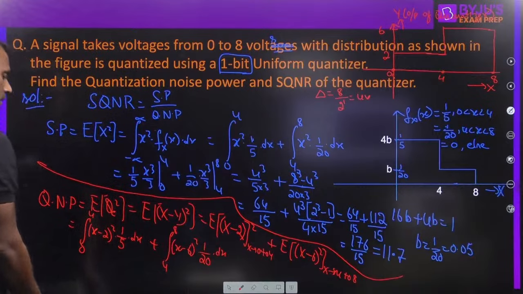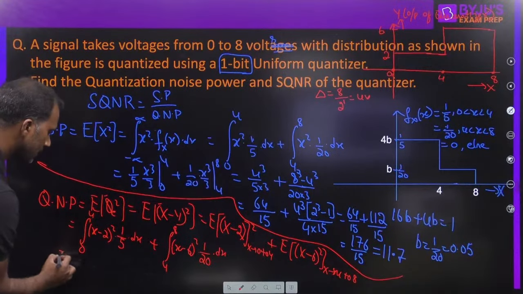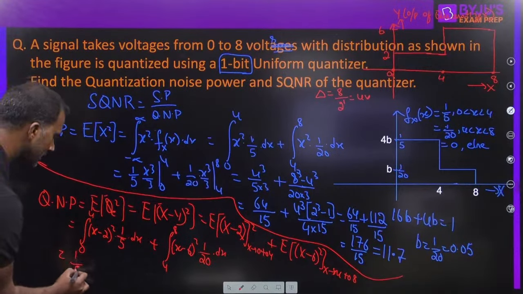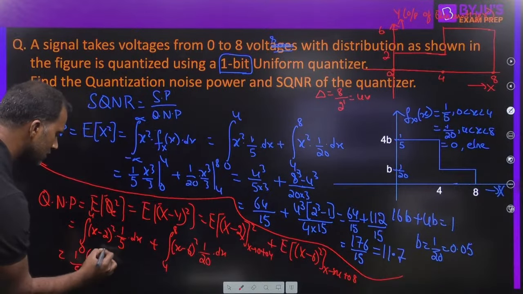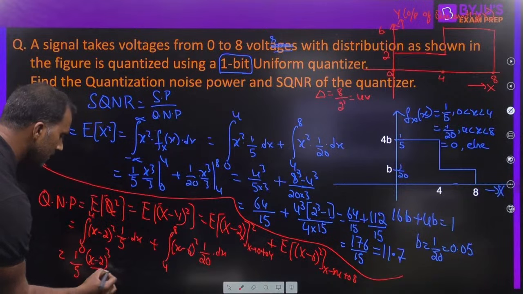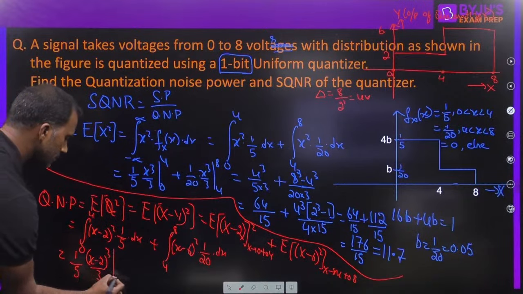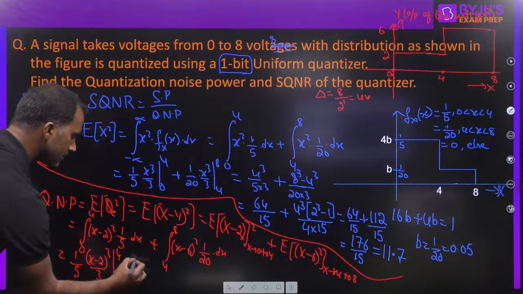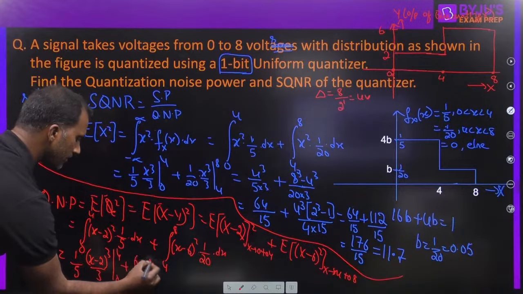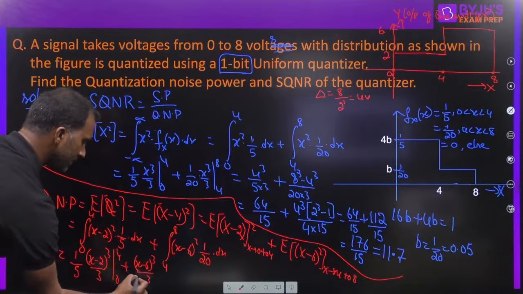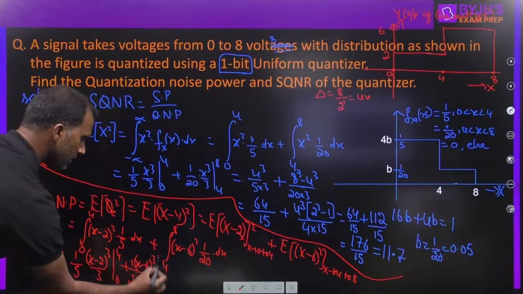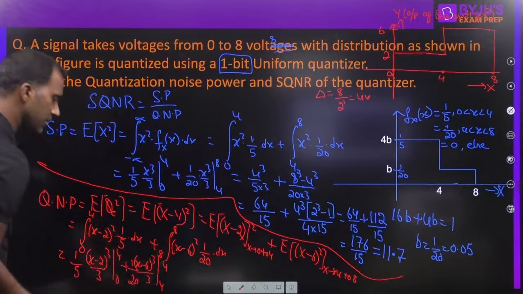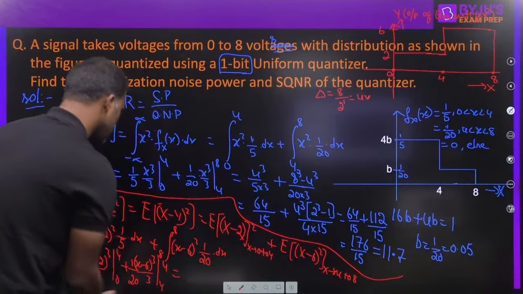Okay, right, wonderful. Let's do the integration quickly. So it is 1 by 5 outside, x minus 2 whole square, integration is (x minus 2) whole cube divided by 3, limits from 0 to 4, plus (x minus 6) whole cube divided by 3, and 20 is also there, limits from 4 to 8.